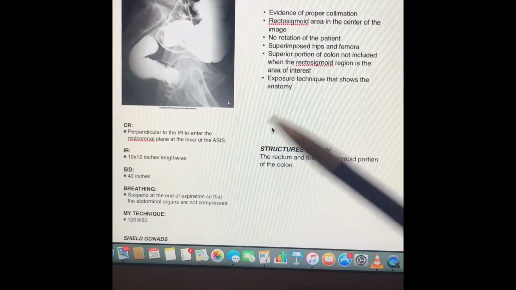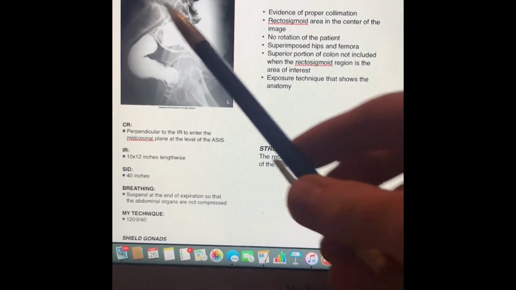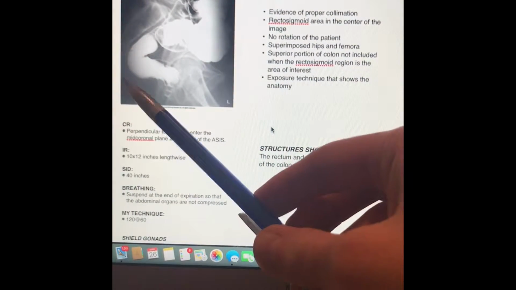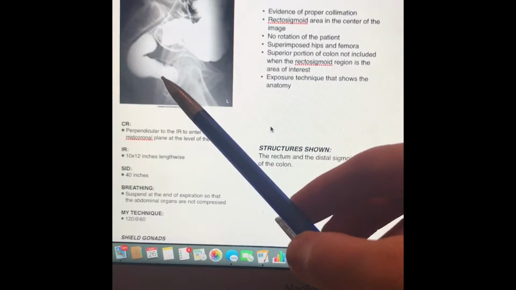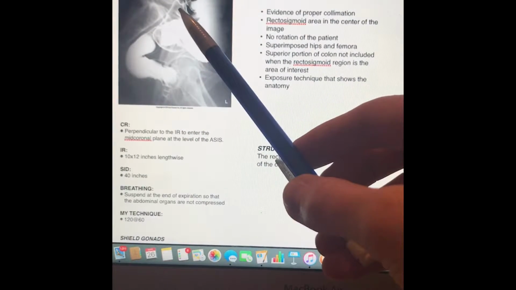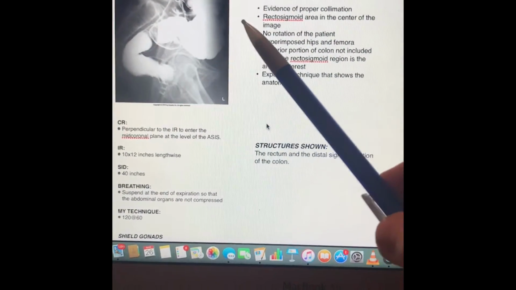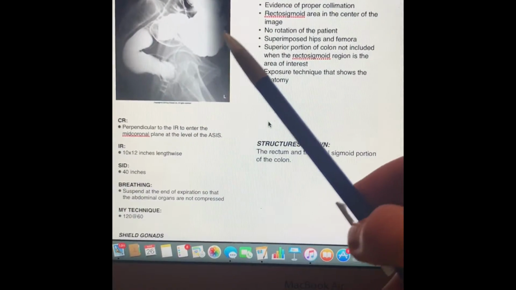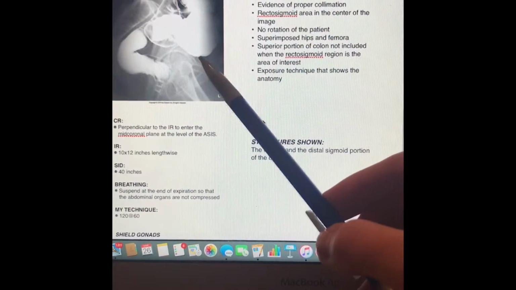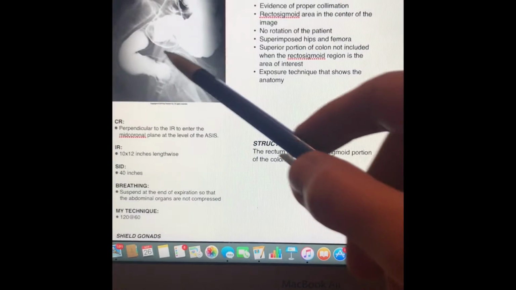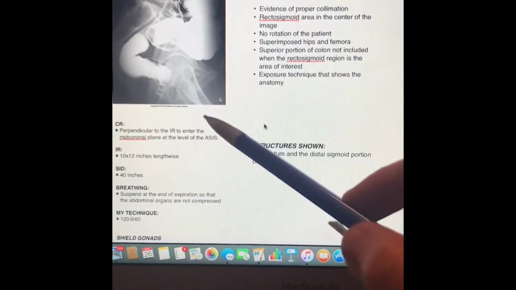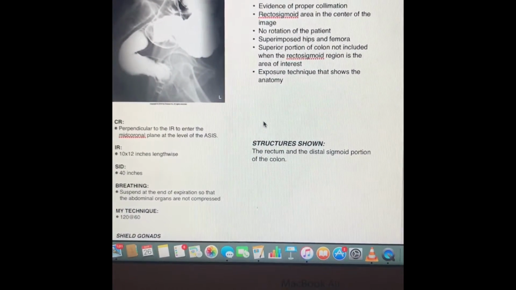So we can see the sacrum, rectum, sigmoid, pubic symphysis, and the femurs are superimposed over each other.